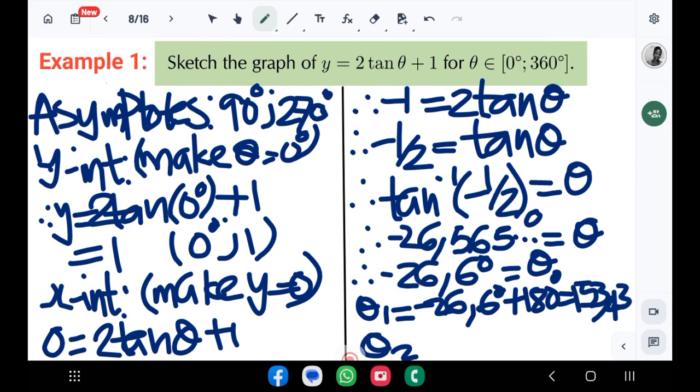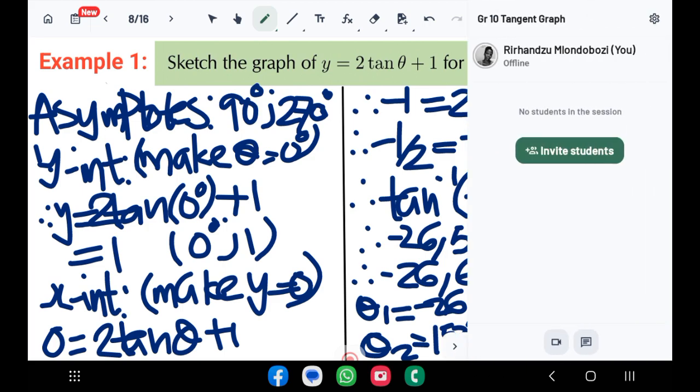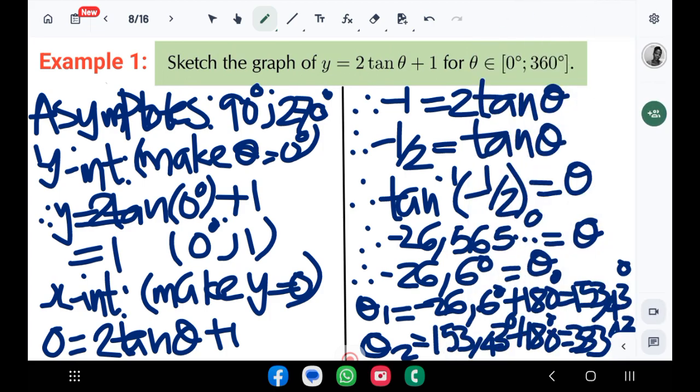153.43. All right. Next one, you add 180 degrees to that. So 153.43 plus 180, and that will give you 333.43. And that is your x-intercept.